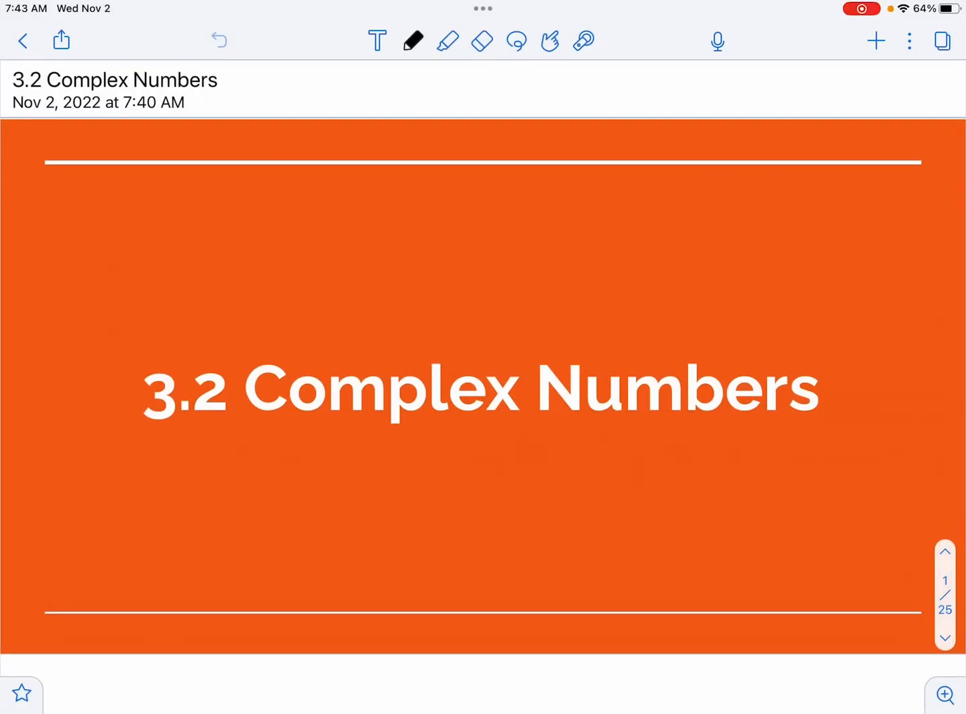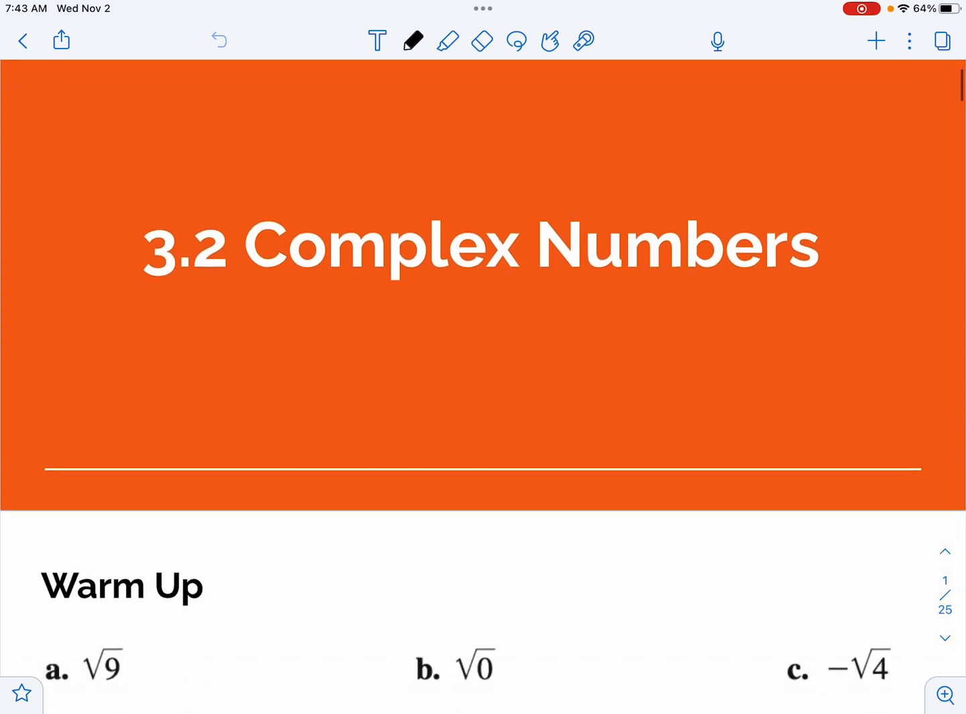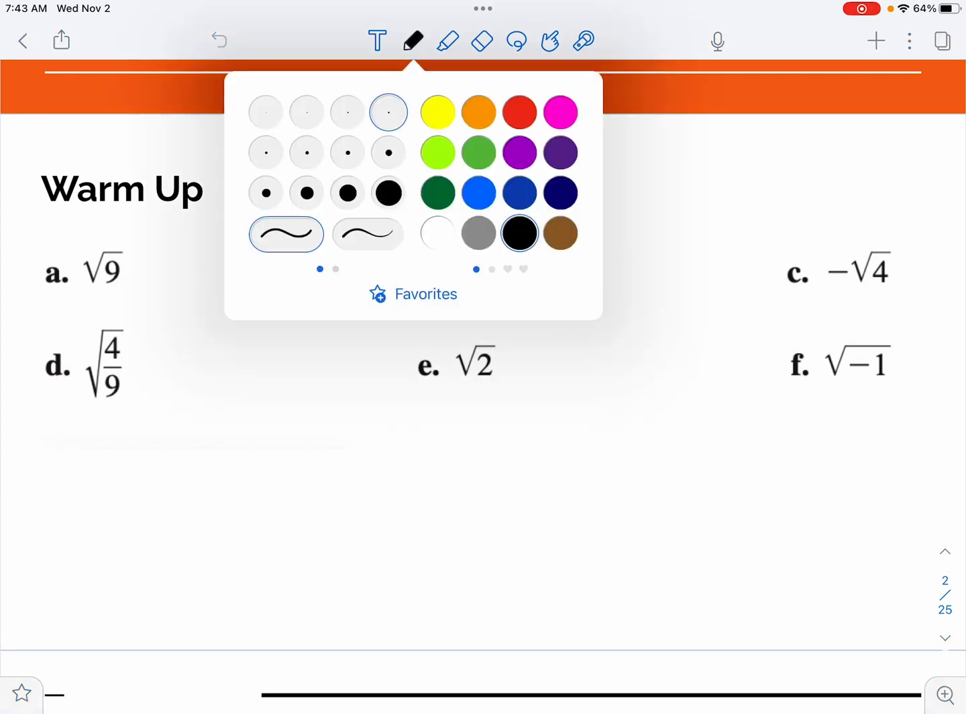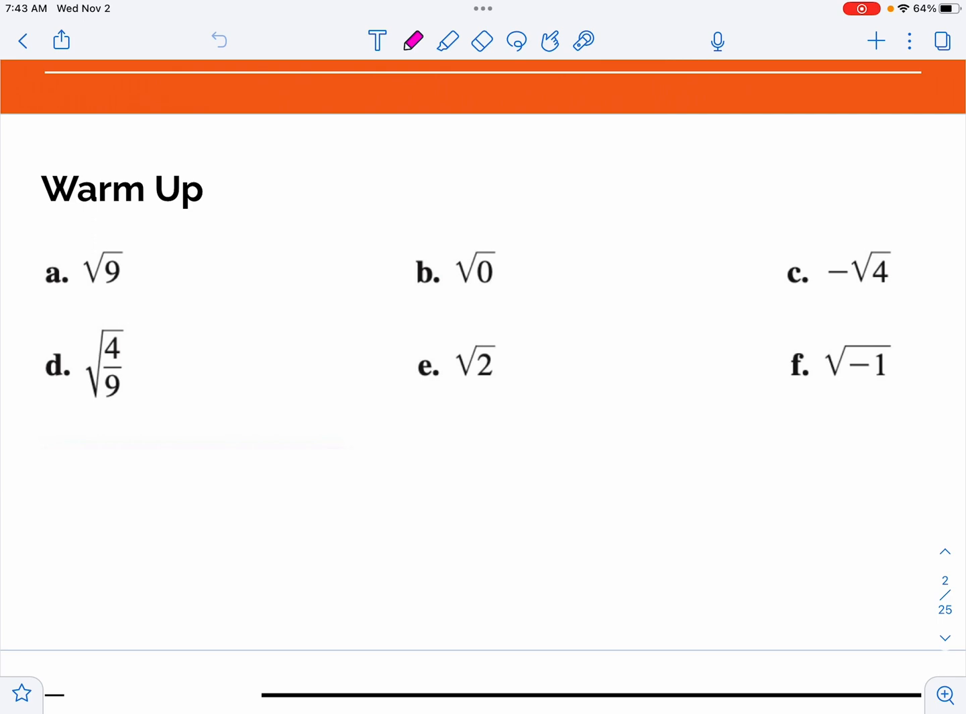Hi guys, in this video we are going to start section 3.2, which is complex numbers. So let's just do a couple of problems from this warm-up. These are all problems that we've completed in the past, or we're able to do.